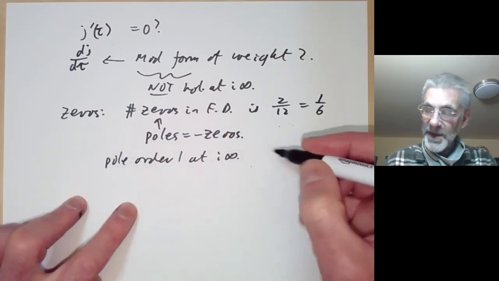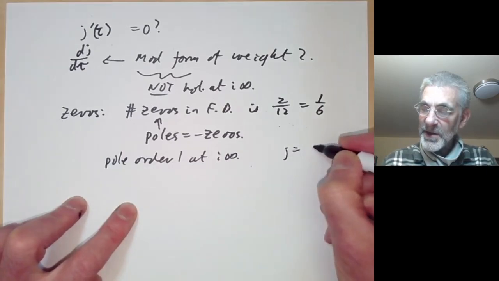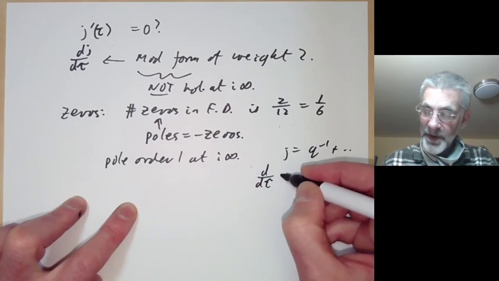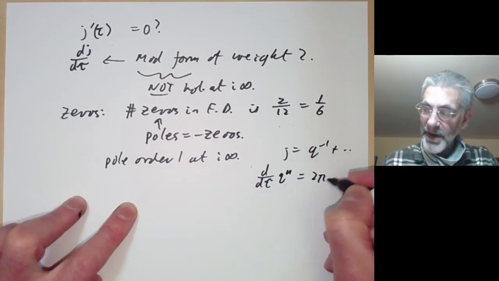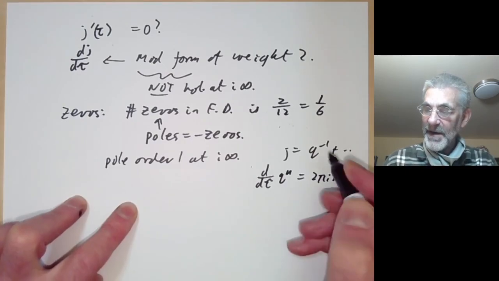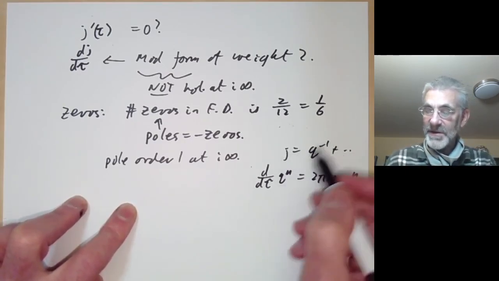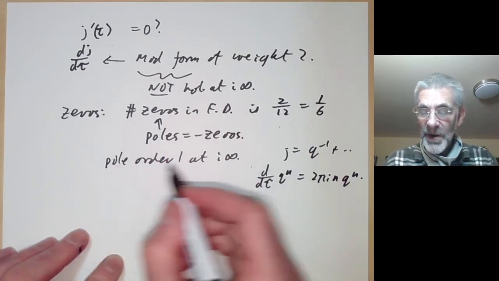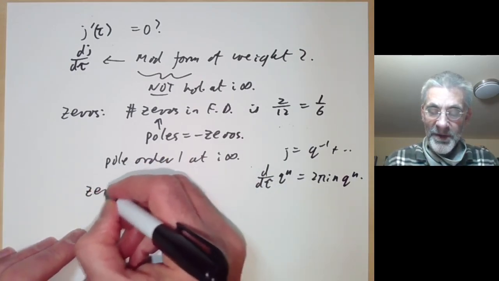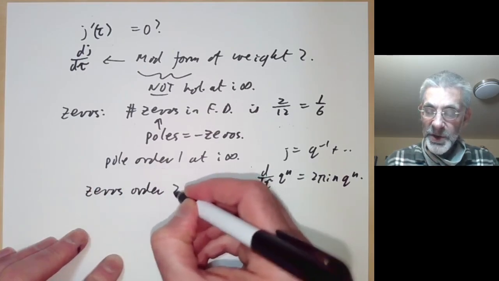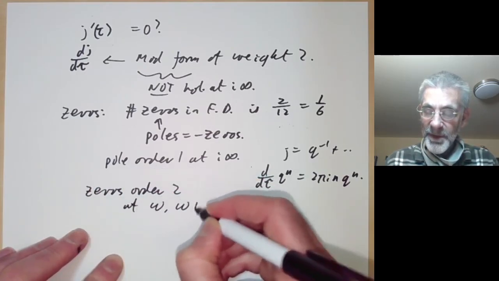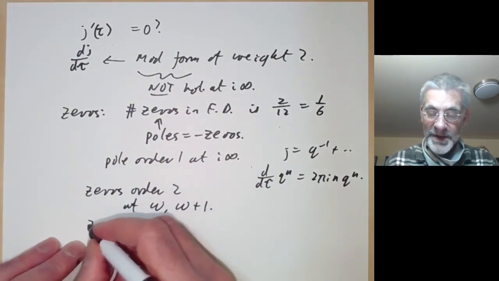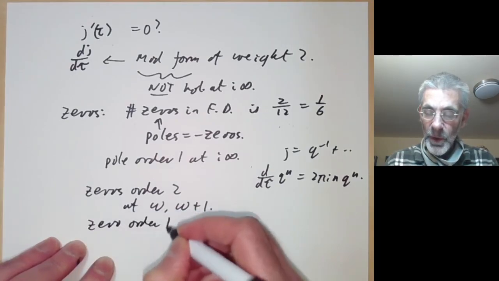And you can see this because j is q to the minus 1 plus something, and the derivative with respect to tau of q to the n is equal to 2 pi i n times q to the n. So the derivative of j still starts with minus q to the minus 1. And we also know about its zeros. So it's got zeros of order 2 at omega and omega plus 1. And that's because j has zeros of order 3 at these points. And it's got a 0 of order 1 at i.